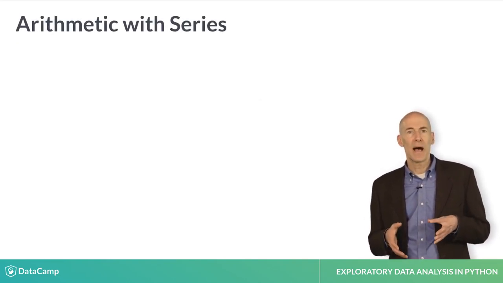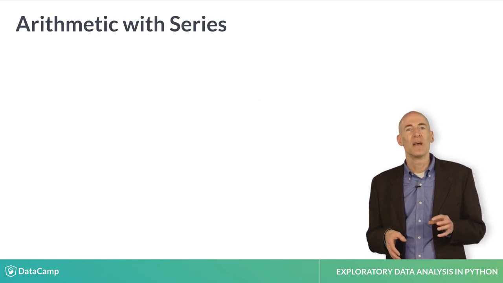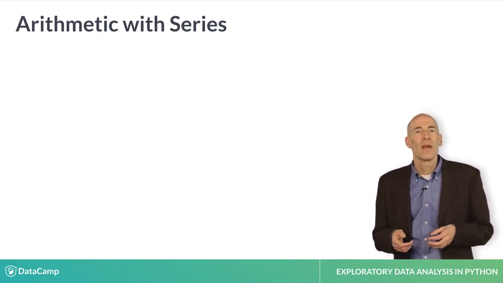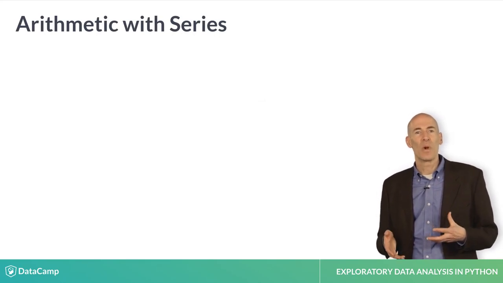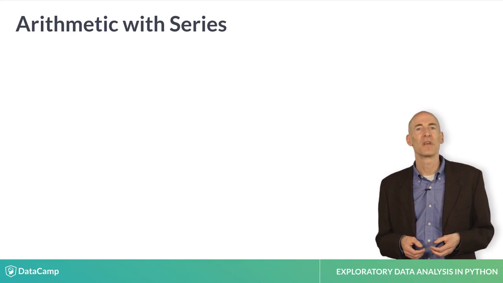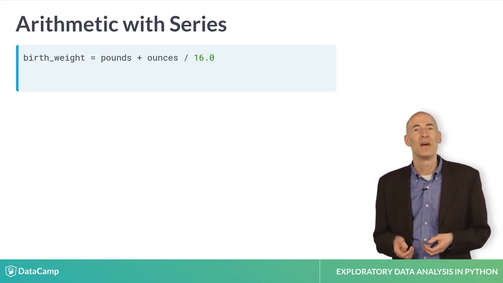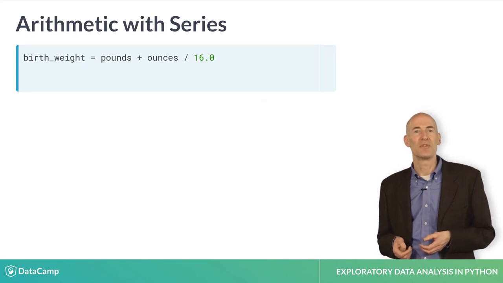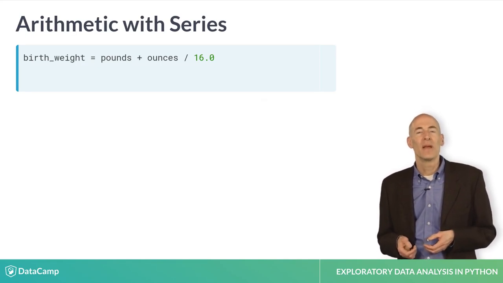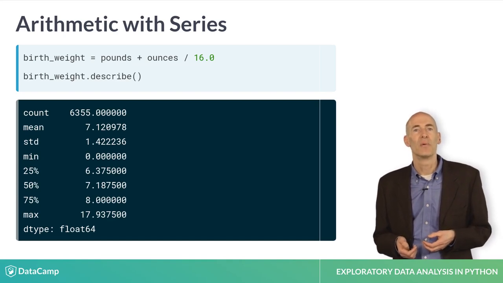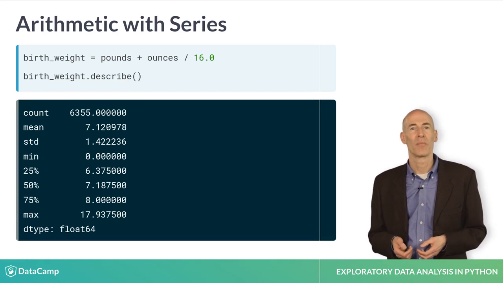Now, we want to combine pounds and ounces into a single series that contains total birth weight. Arithmetic operators work with series objects, so to convert from ounces to pounds, we can divide by 16. There are 16 ounces in a pound. Then we can add the two series objects to get the total. Here are the results. The mean is about 7.1, which is a little more than what we got before we added in the ounces part.